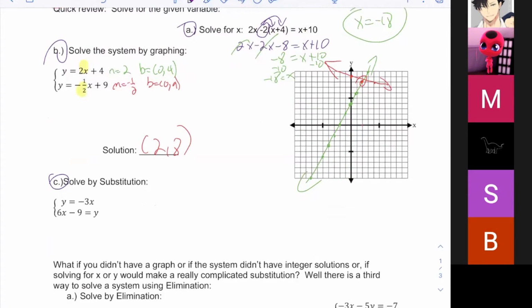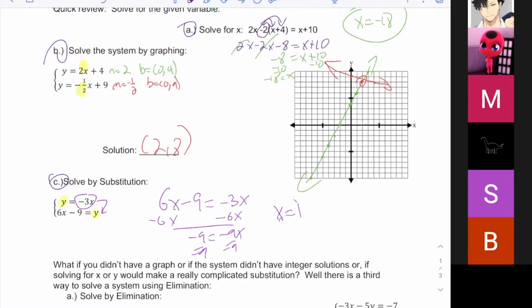All right, and lastly, substitution. Remember, y is y. They are the same thing, which means that whatever y is equal to here, this y will also be equal to that. So 6x minus 9 is equal to negative 3x. Subtract 6x, subtract 6x. Negative 9 is equal to negative 9x. Divide both sides by negative 9. X is equal to 1.